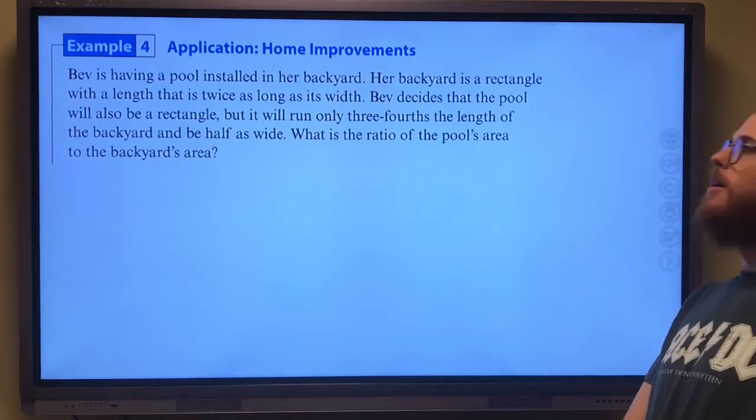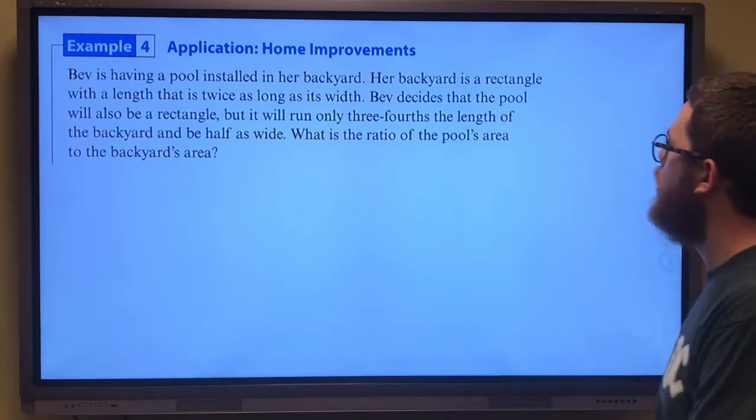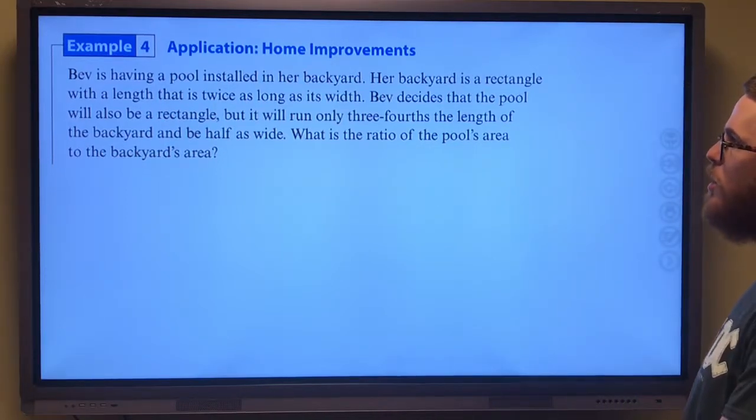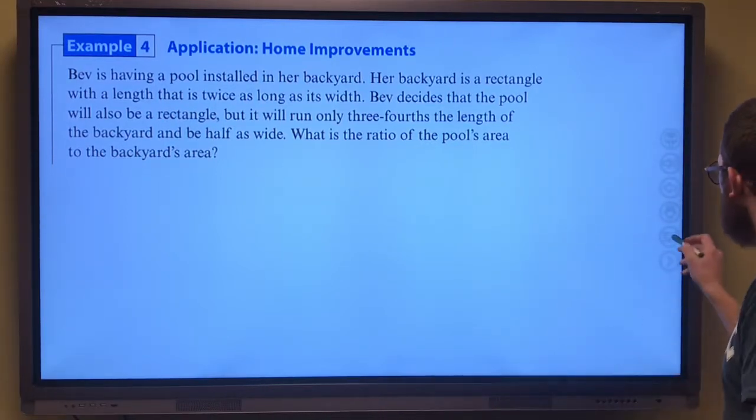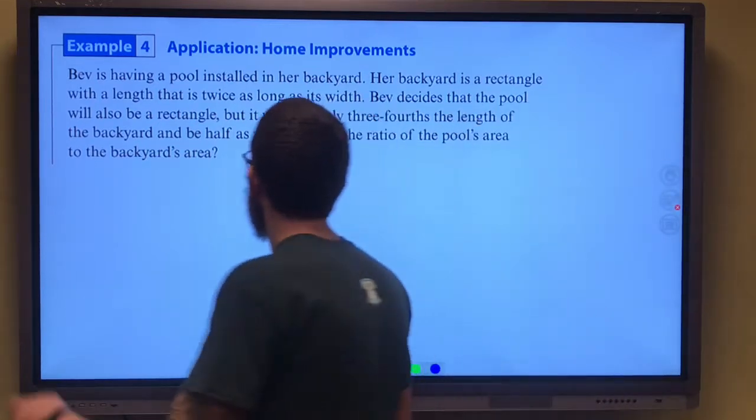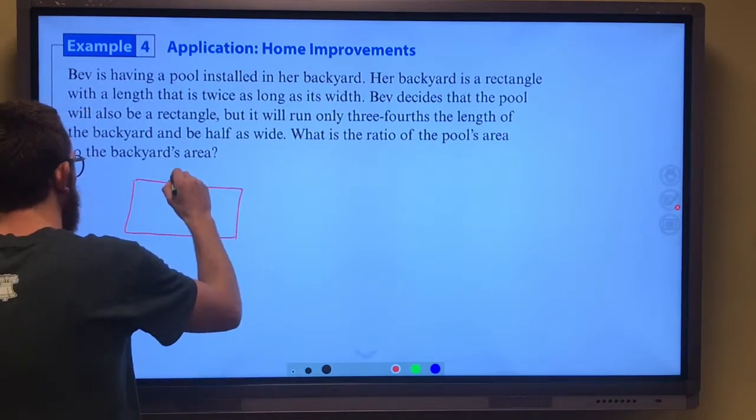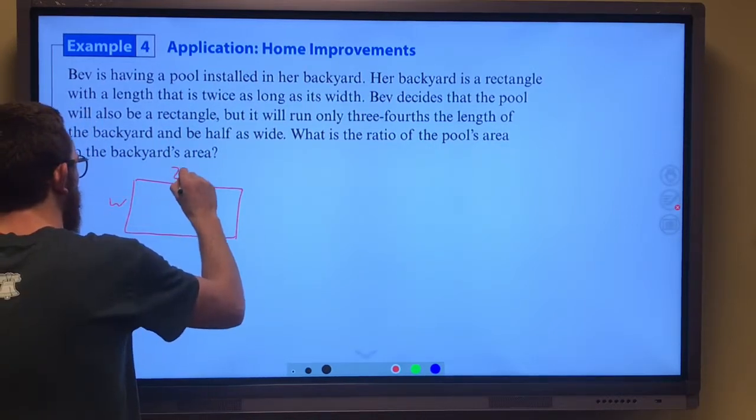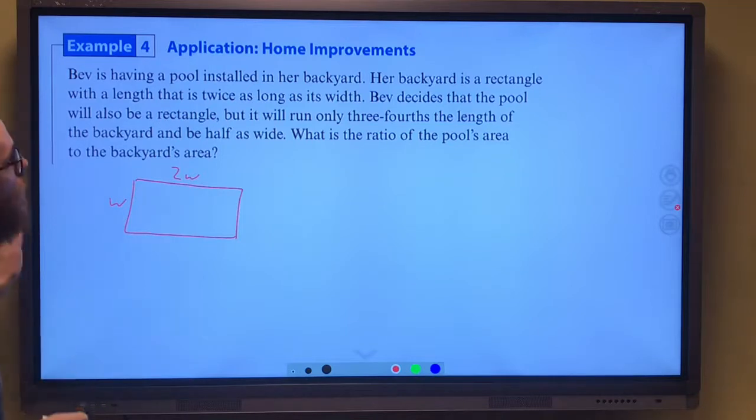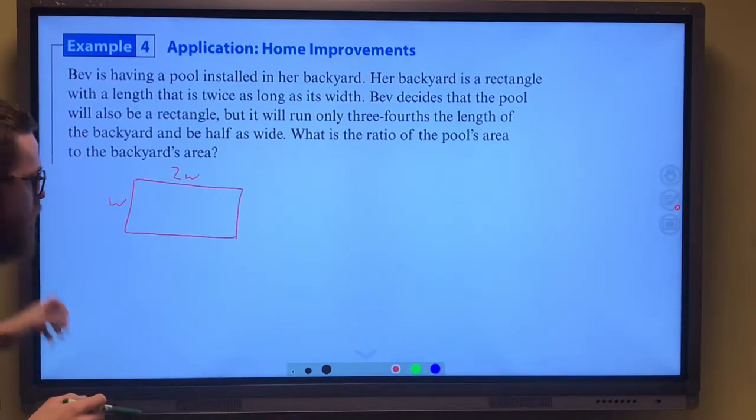Finally, Bev is having a pool installed in her backyard. Her backyard is a rectangle with a length that is twice as long as its width. Bev decides the pool will also be a rectangle, but will only run 3/4 the length of the backyard and will be half as wide. What is the ratio of the pool's area to the backyard's area?